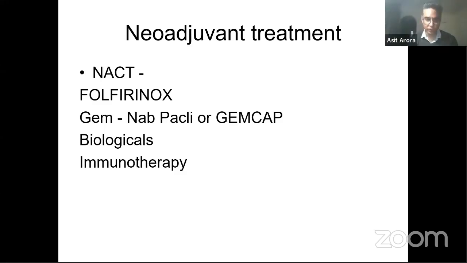Right. So that is what I wanted to hear, that we will go the extra mile to give modified FOLFIRINOX to our patients, if possible, right? Yes. Okay. So do you have any experience, and are you aware of any data on the use of biologicals or immunotherapy? I've heard some wonderful responses.